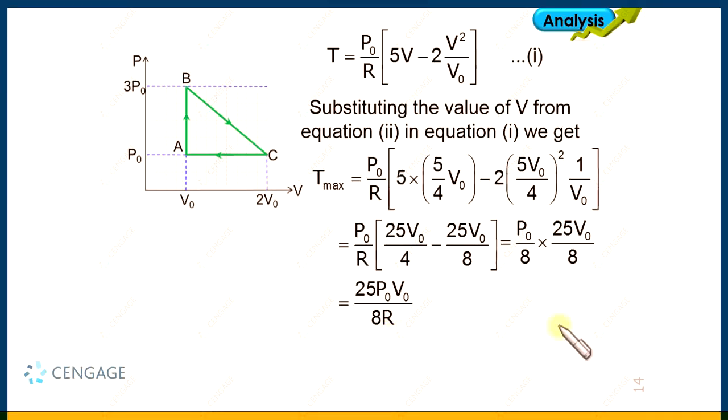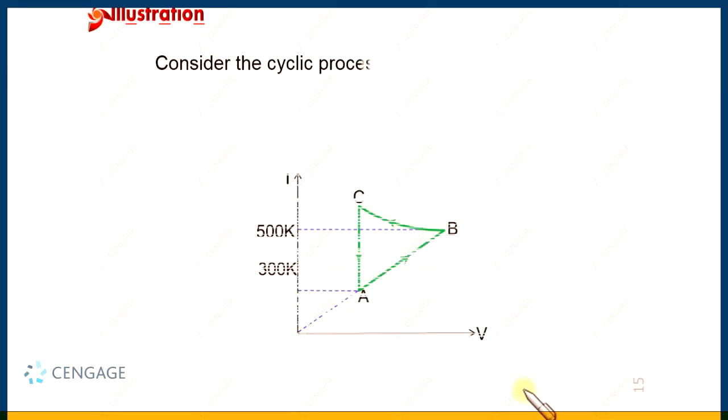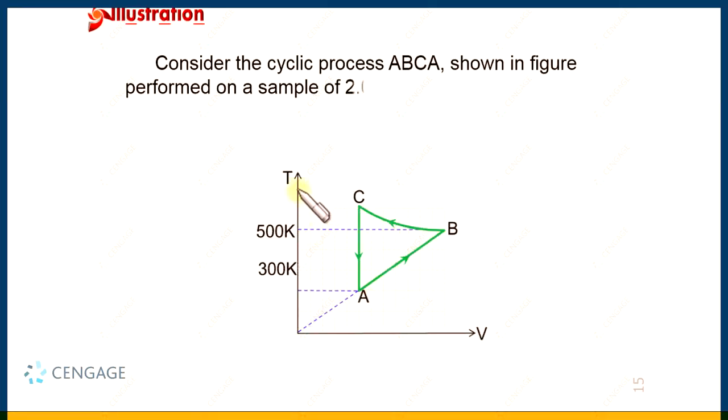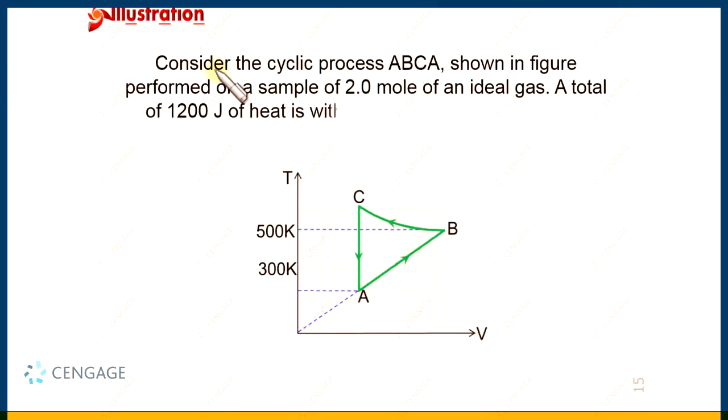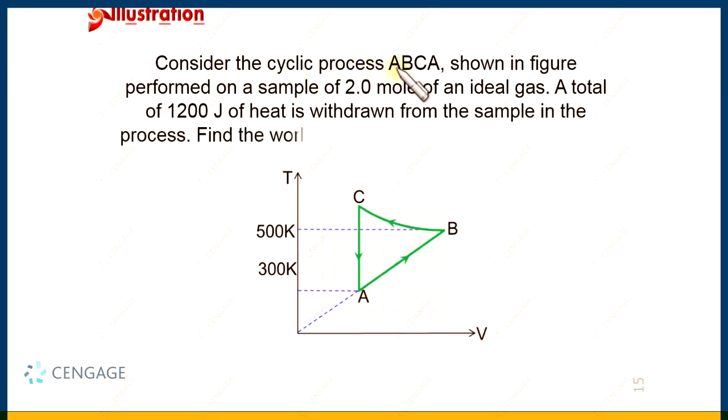Now let us move to the next illustration. The next illustration is again a cyclic process on a TV diagram. According to the question, this cyclic process is defined as ABCA and it is performed on a sample of 2 moles of an ideal gas. That means the number of moles is 2.